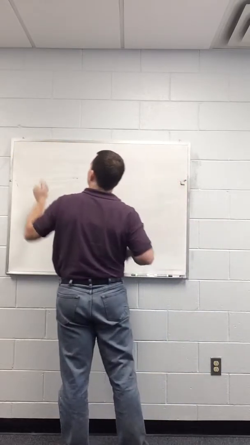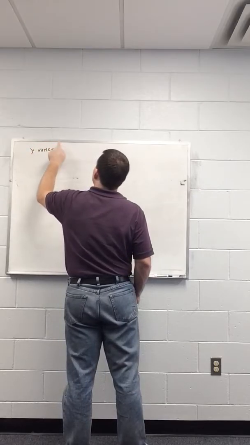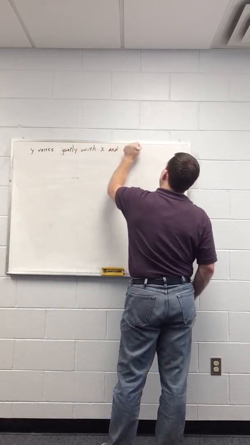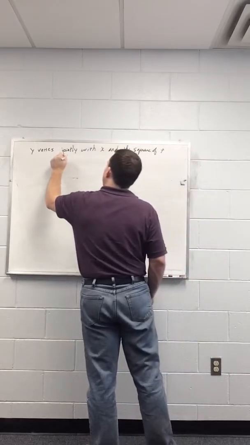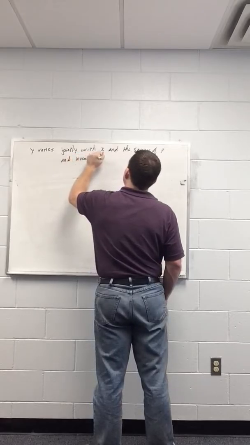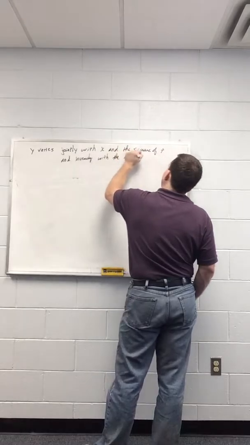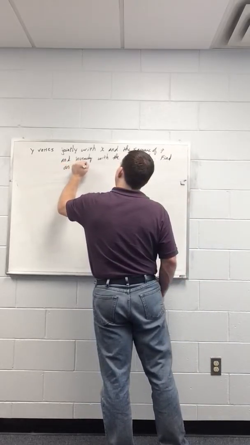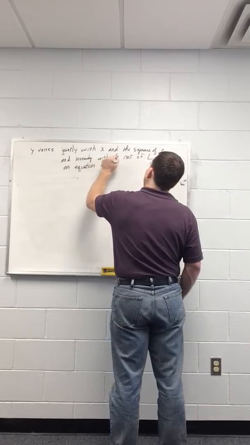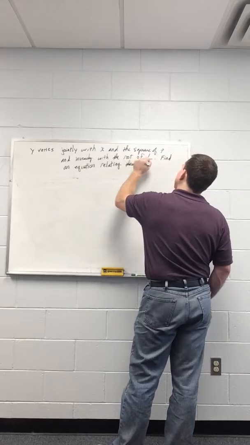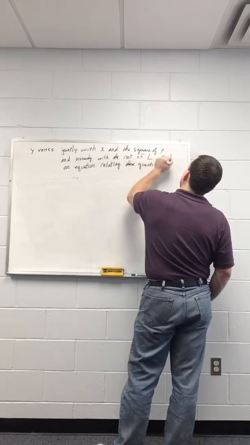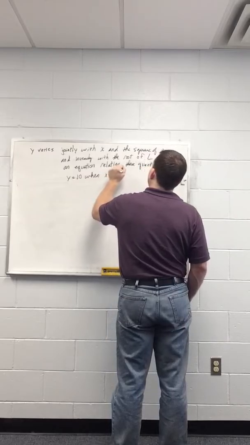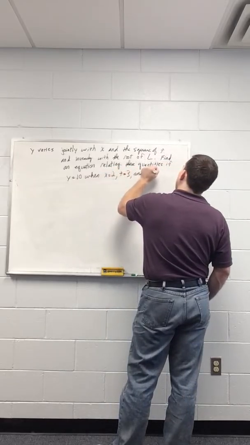So, suppose we say y varies jointly with x and the square of t, and inversely with the root of L. Find an equation relating these quantities if y equals 10 when x equals 2, t equals 3, and L equals 16.